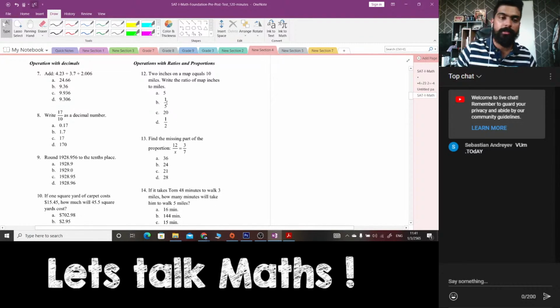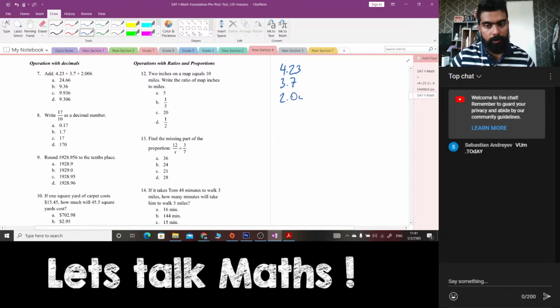operations with decimals. So what do we have here, guys? So we have 4.23. Let's write it in the column method: 4.23, and then we have 3.7, and 2.006. I'm going to find the sum of it. Make sure when you add, all the decimal points are right below each other.